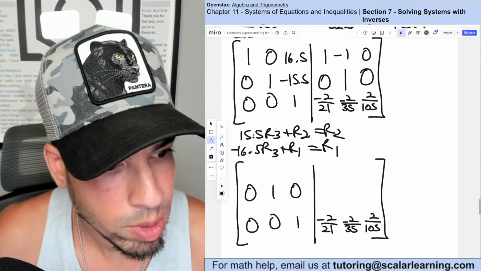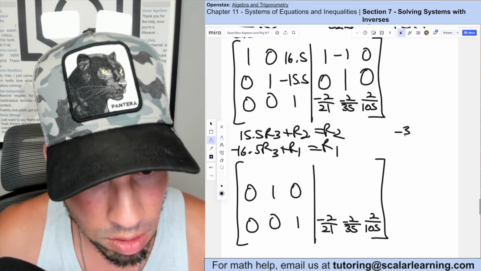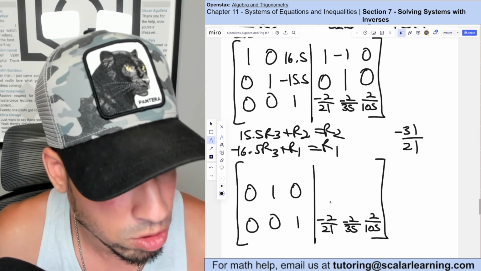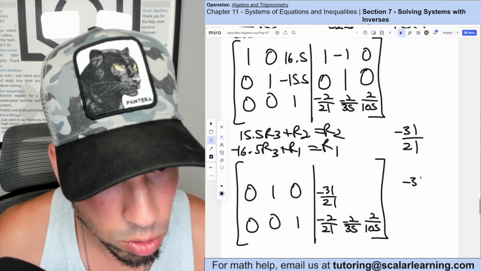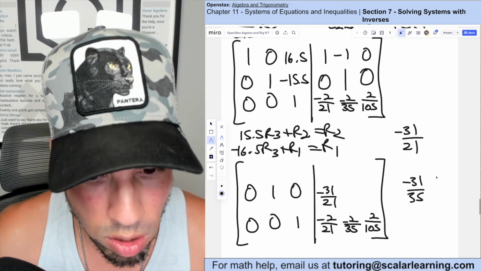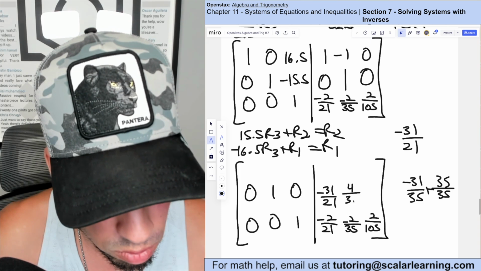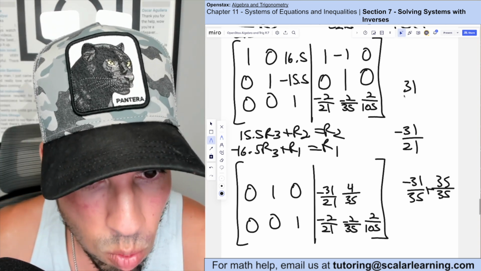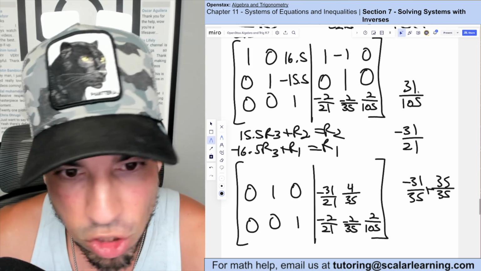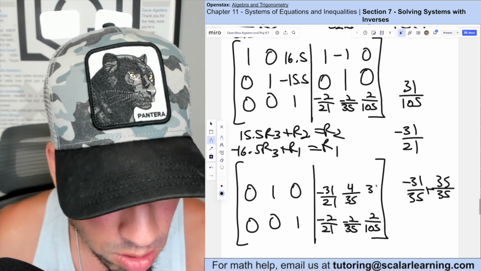Okay. Now we got these a little bit more tricky ones. So negative 2 times 15.5 is negative 31 over 21 plus 0 is just that. Then we got 15.5 times negative 2 is again negative 31 over 35 plus 1, which is 35 over 35. That's going to be 4 over 35. And then 15.5 times 2 over 105 is 31 over 105 plus 0 is just that. But we should try and reduce it if possible, but we cannot, so it stays as is.